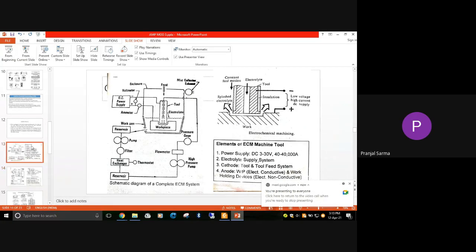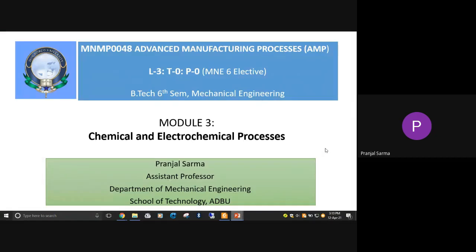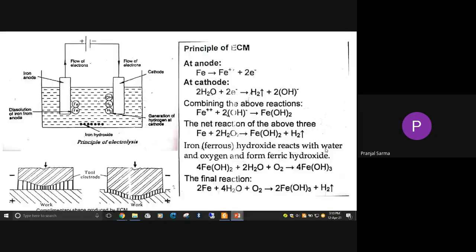As we were discussing, the workpiece will be made the anode and the tool has to be made the cathode, and dissolution of the workpiece will happen from the anode. That is why this ECM process is also known as the anodic dissolution process. Now, if we discuss the principle of ECM, what happens at the anode? I believe all of you know this chemical reaction, the redox reaction that is taking place there.